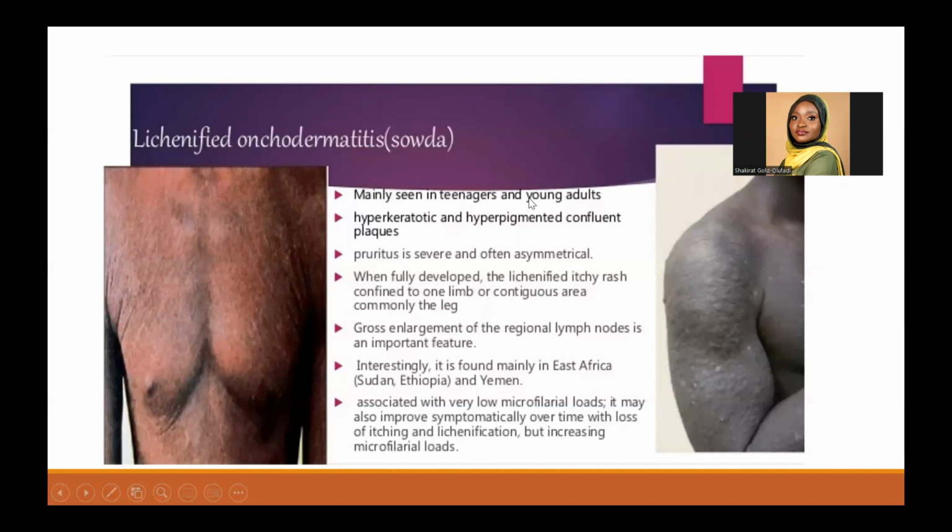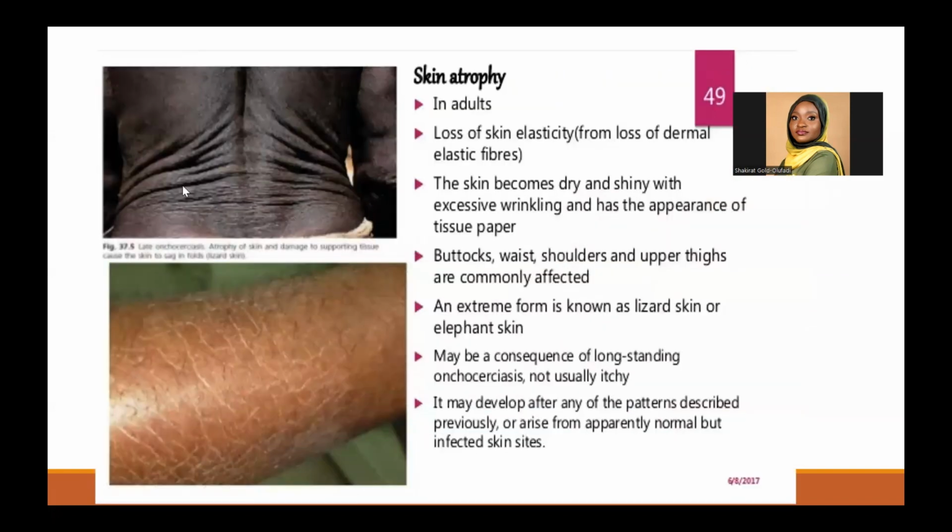And you would usually see this in young adults who have been infected from childhood. And there's still very terrible, severe itching or pruritus. The itching from onchodermatitis is quite intense and can affect the quality of life quite severely. And you can also see the wrinkly skin here.